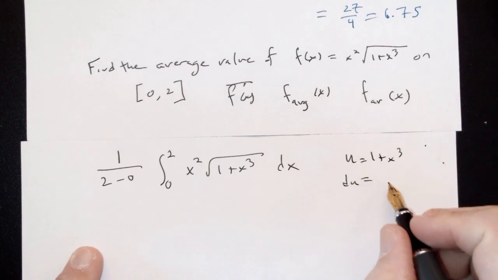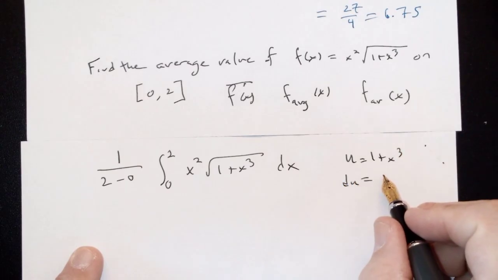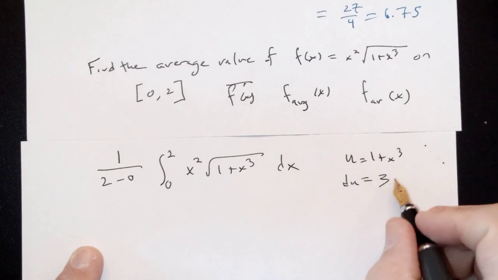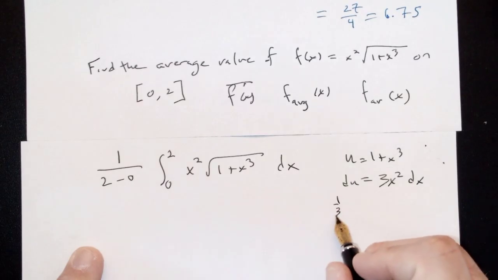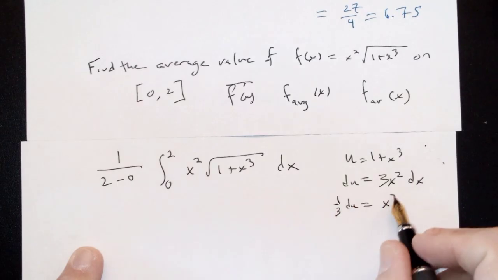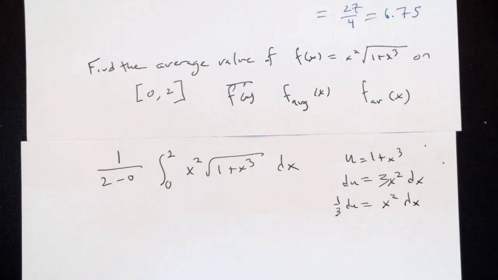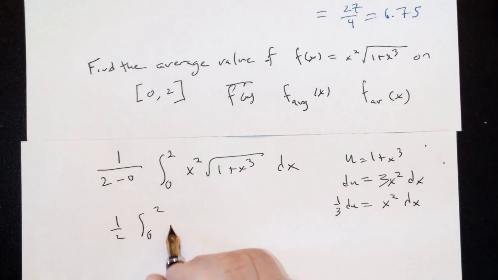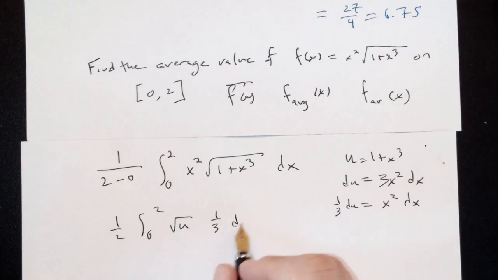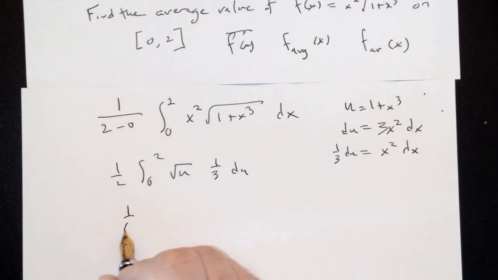So du is, I don't have a 3, so I'll make it 1/3 du is x squared dx. I'll mess with it on the differential rather than in the integral. Okay, I get a 1/2 here. The x squared and the dx become a 1/3 du, which I can then take out front along with the 1/2 to make this 1/6.